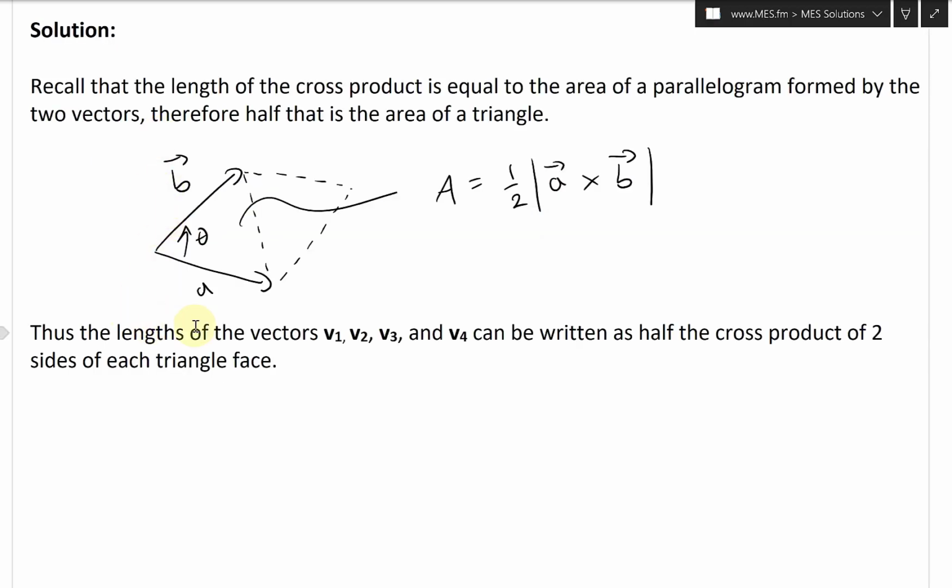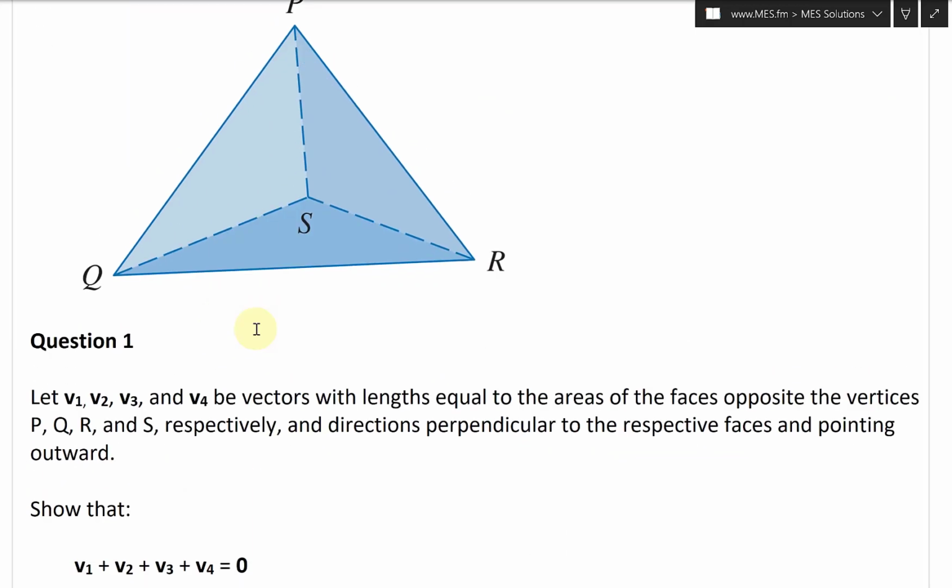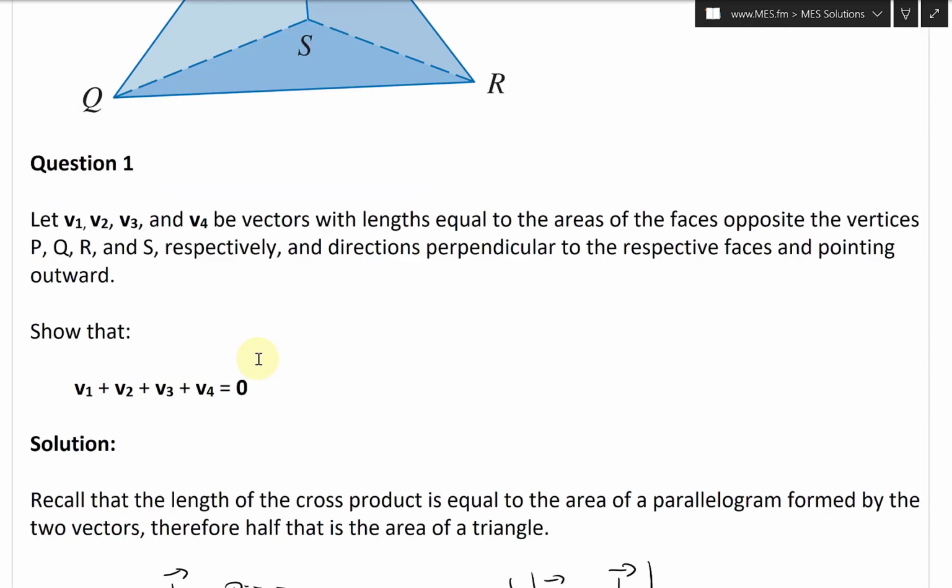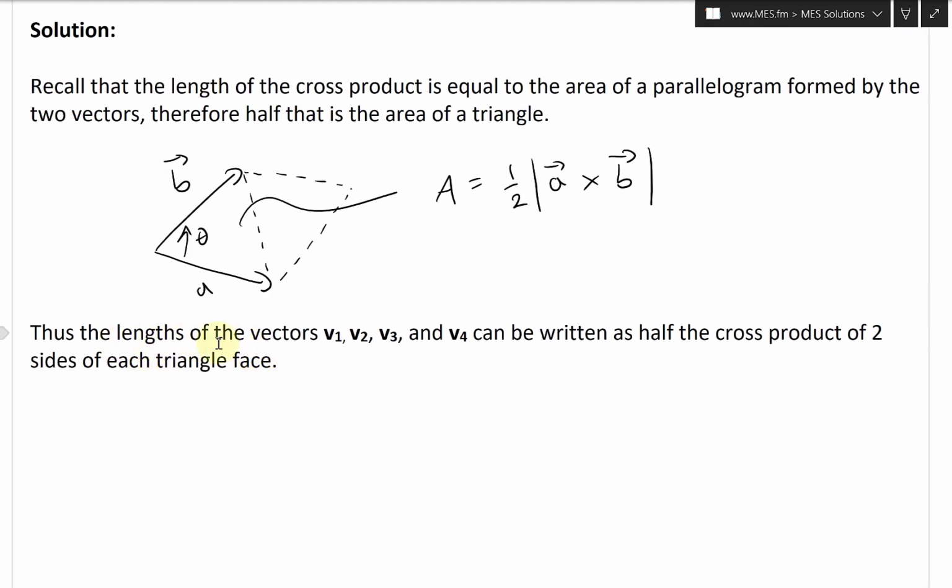All right, so thus the lengths of the vectors V1, V2, V3, and V4 can be written as half the cross product of two sides of each triangular face. So in other words, if you have a vector here and a vector here, then half that cross product will get this area. And that's going to be the length of one of the vectors. So let's take a look at this.